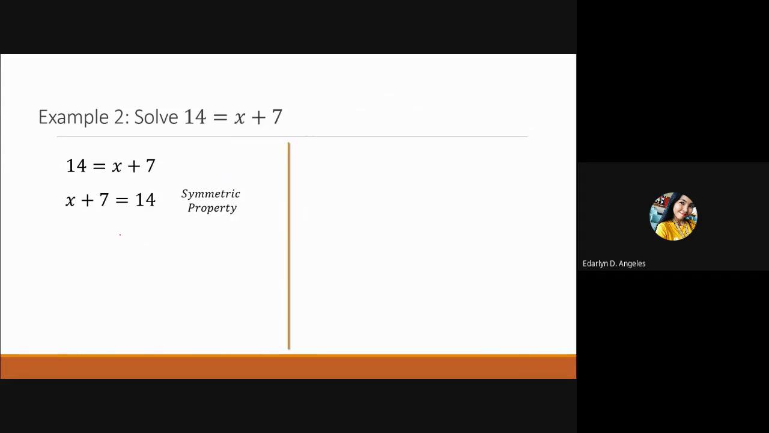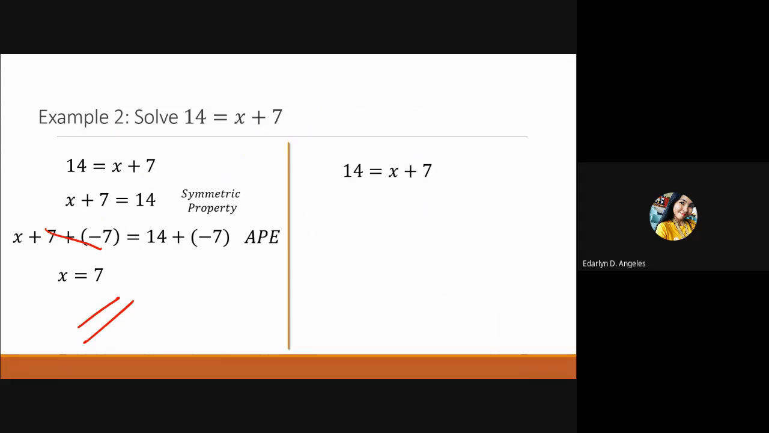So adding, what should we add here for us to be able to cancel? Of course, the inverse of 7 or the additive inverse of 7, which is negative 7. So we added negative 7 on the left, so we should add also on the right. Let us simplify it. So this one would be 0 or cancelled. Diretso ko na lang po. So it would be x is equal to 7. How about for the second method? For the second method, class, we should be able to arrive with the same value for x, which is 7.